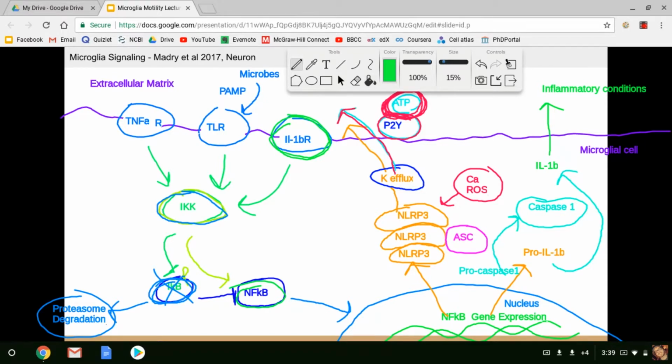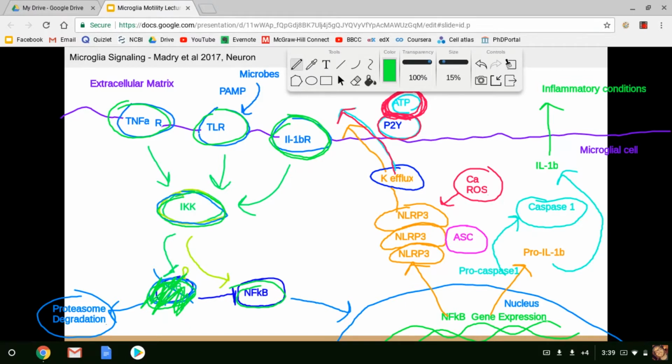So just to summarize, we have all these different pro-inflammatory receptors, toll-like receptors, tumor necrosis factor receptors, which binds tumor necrosis factor. They lead to the activation of the inhibitor of kappa beta kinase. When the inhibitor of kappa beta kinase phosphorylates the inhibitor of NF-kappa beta, right here, it gets degraded.